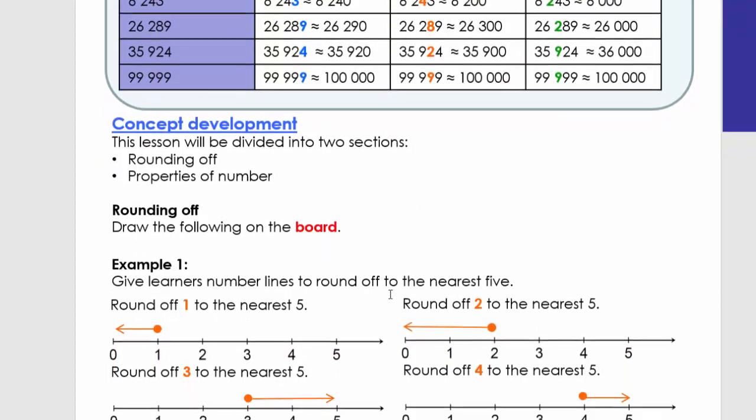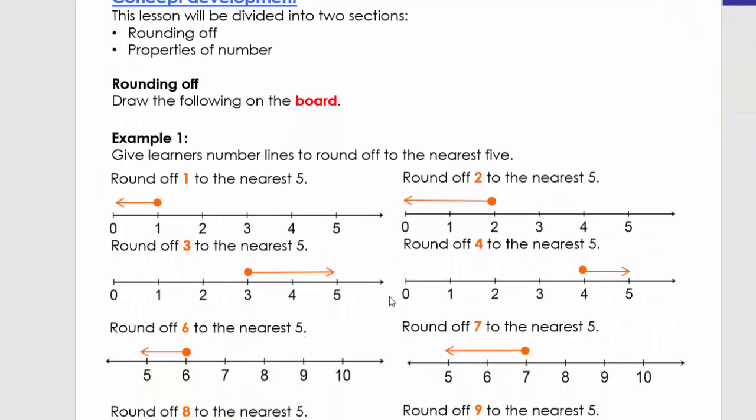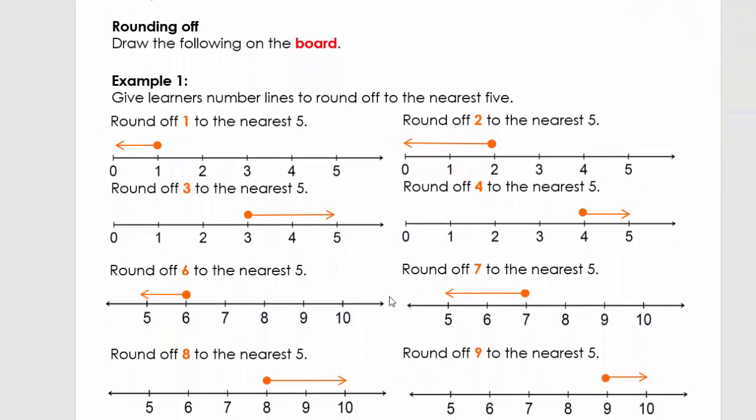Then we're going to go to the next section where we're going to round off to the nearest 5. This might be new to some learners, so let's quickly see. So I have a number line here from 0 to 5. If I want to round off 1, it's going to be rounded off to 0. If I have 2, it's going to go to 0. But when I have 3 and 4, when I round it up to the nearest 5, it's going to go to 5.